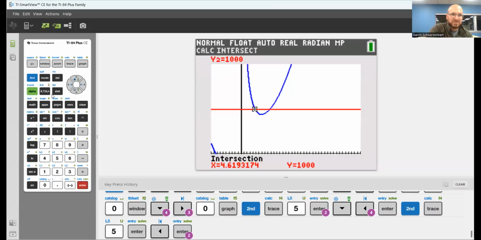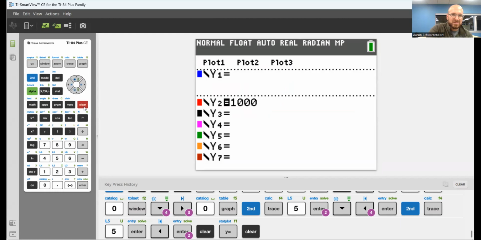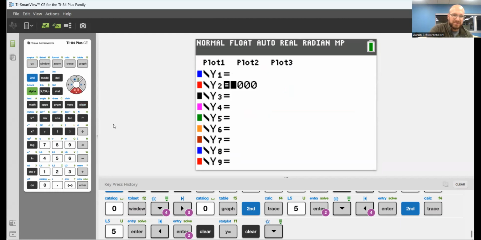We're going to do one with the graphing calculator. So this is example 3. So I'll enter that into my graph.